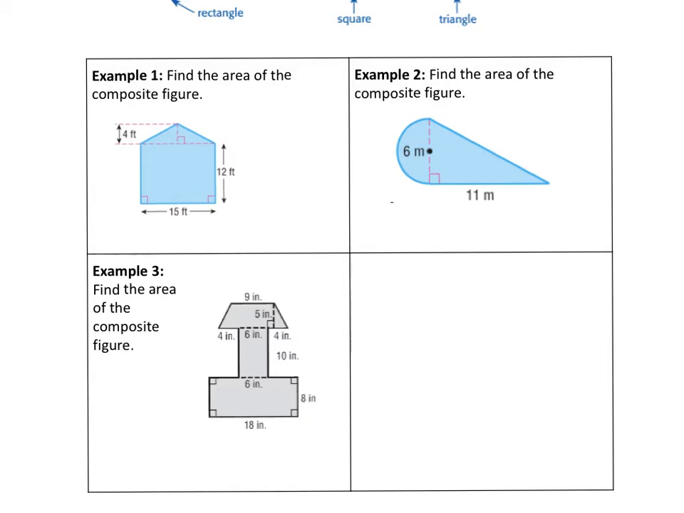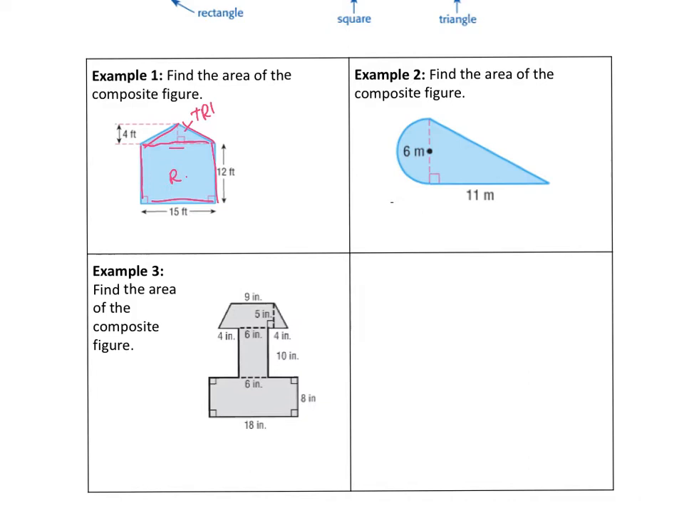Example 1, it says find the area of the composite figure. So the first thing you need to do is figure out what shapes you see. Hopefully you see the same shapes that I do, and I see a rectangle and a triangle. So what you do to find the area of a composite figure is you find the area of whatever shapes you see and then add them all together.